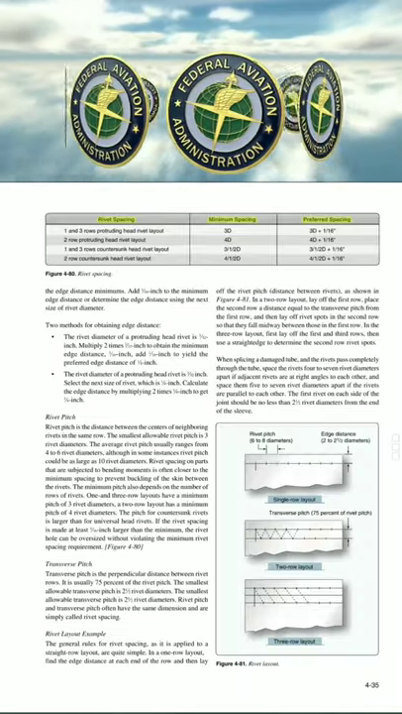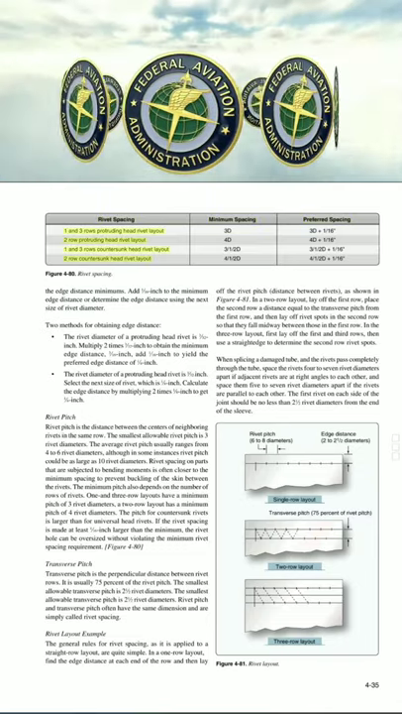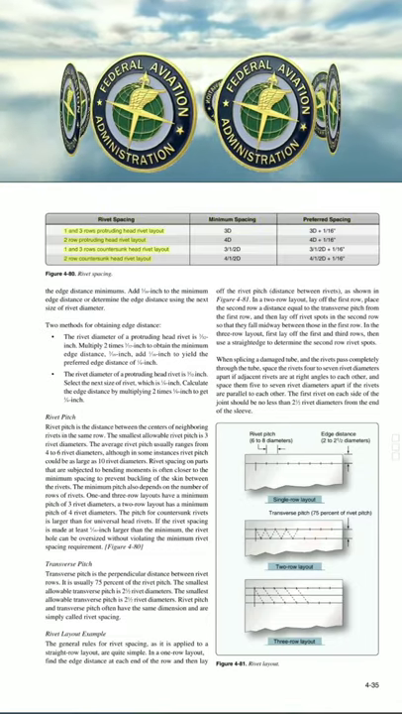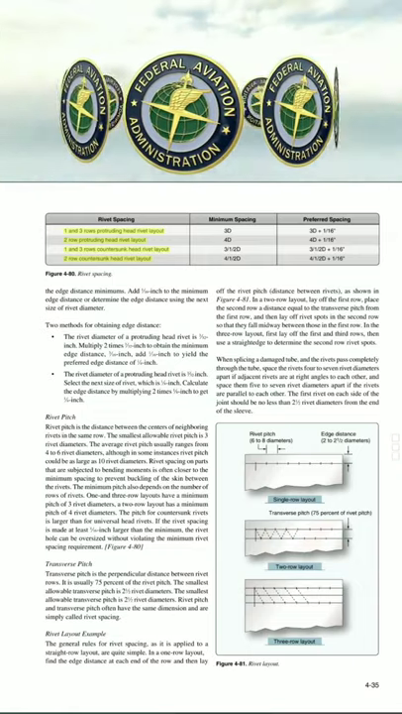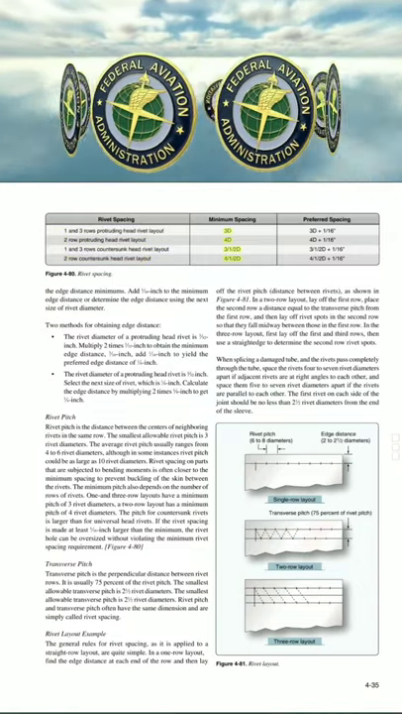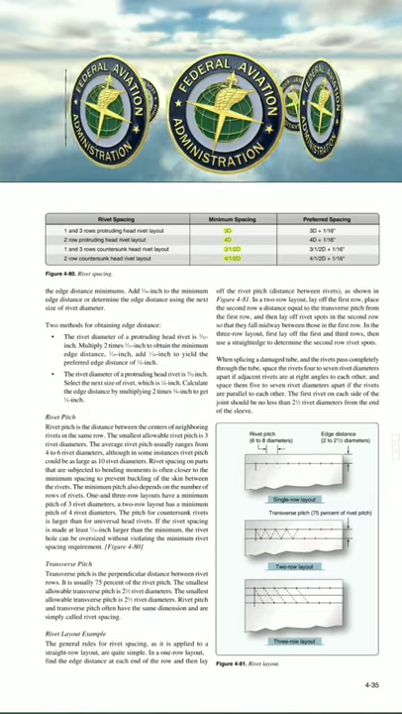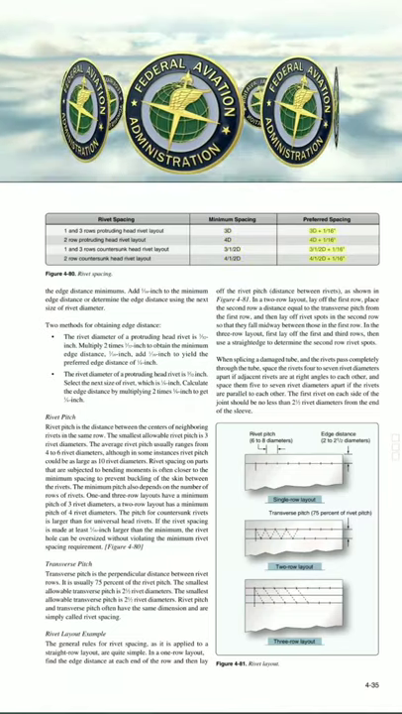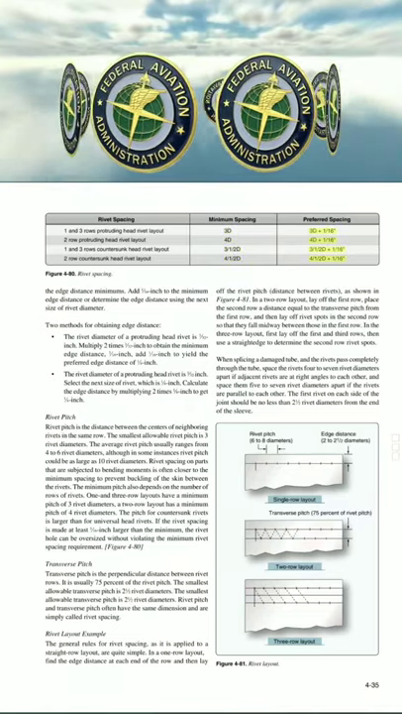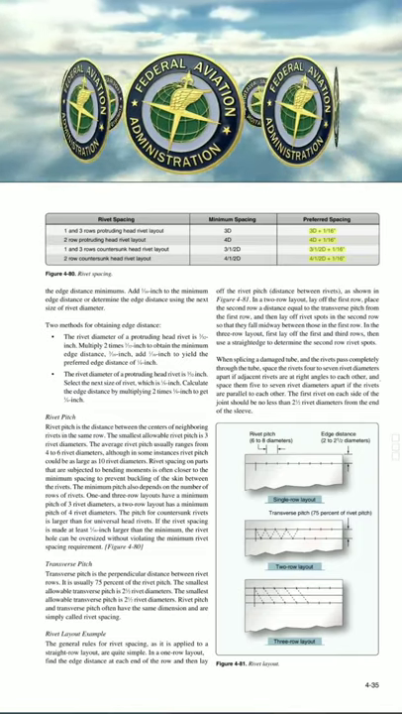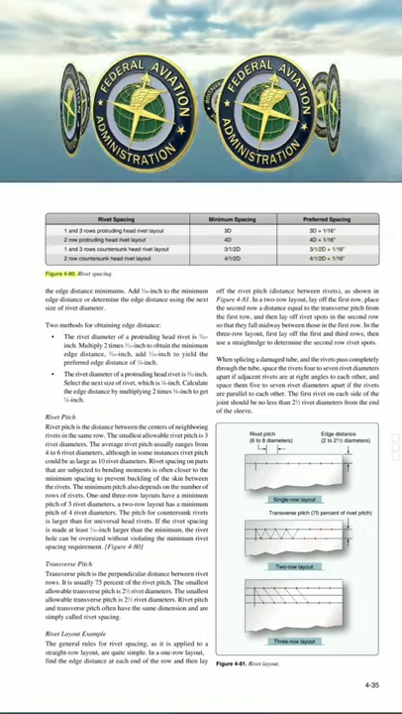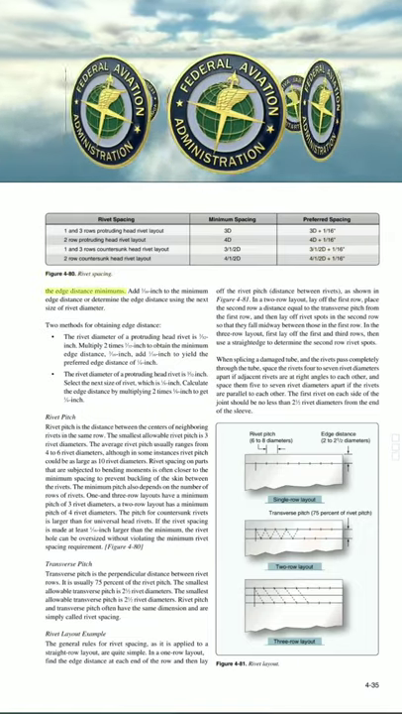Rivet spacing, minimum spacing, preferred spacing. 1 and 3 rows protruding head rivet layout, 2 row protruding head rivet layout, 1 and 3 rows countersunk head rivet layout, 2 row countersunk head rivet layout. 3D, 4D, 3 1/2D, 4 1/2D. 3D plus 1/16, 4D plus 1/16, 3 1/2D plus 1/16, 4 1/2D plus 1/16. Figure 4-80. Rivet spacing.